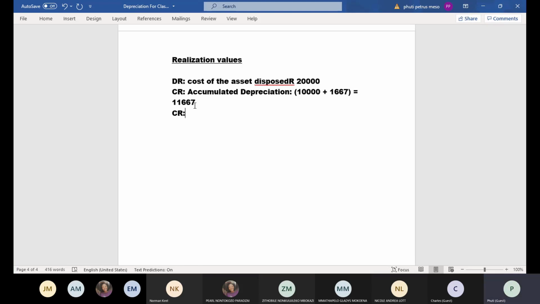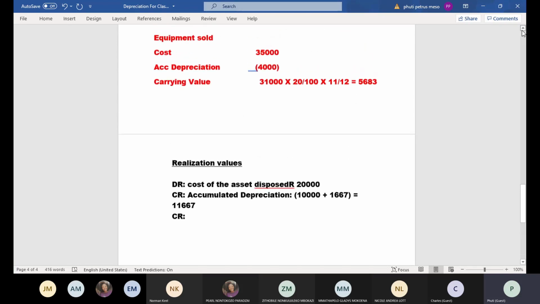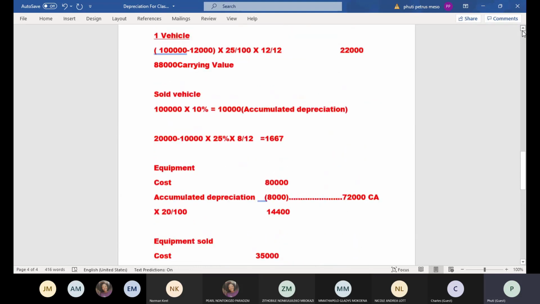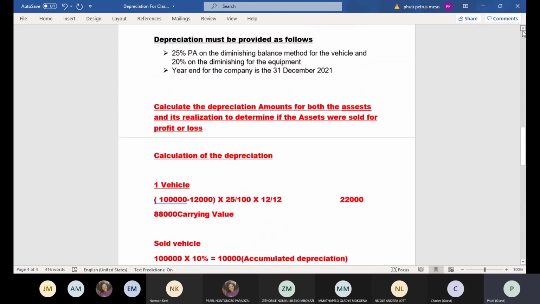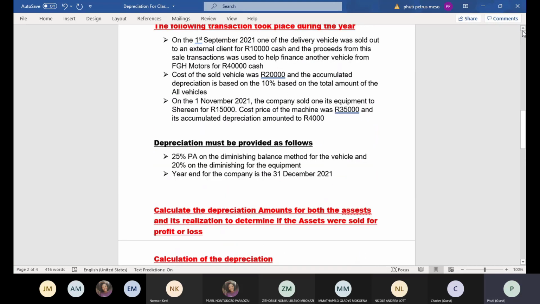Just a moment. So the bank will be how much have you, can you all see? So the bank will be how much have you disposed your asset for? Sorry, how much have you used to purchase a new vehicle because the money is going out of the business? So let's go back and look at the vehicle. It will be an amount of 40,000 Rand because they used cash.